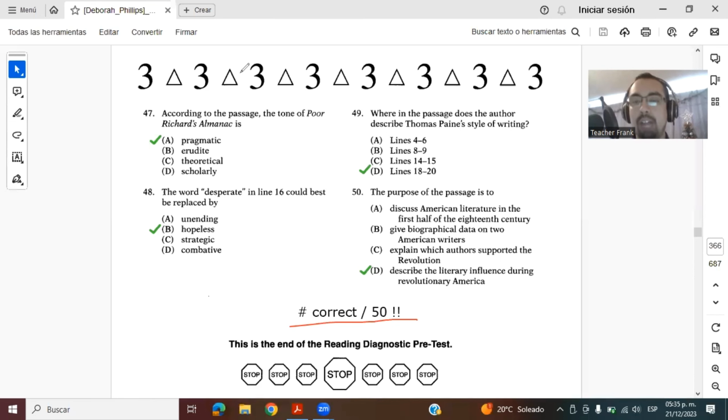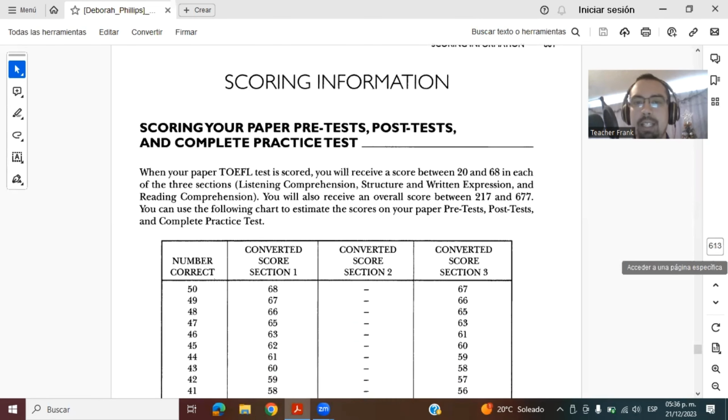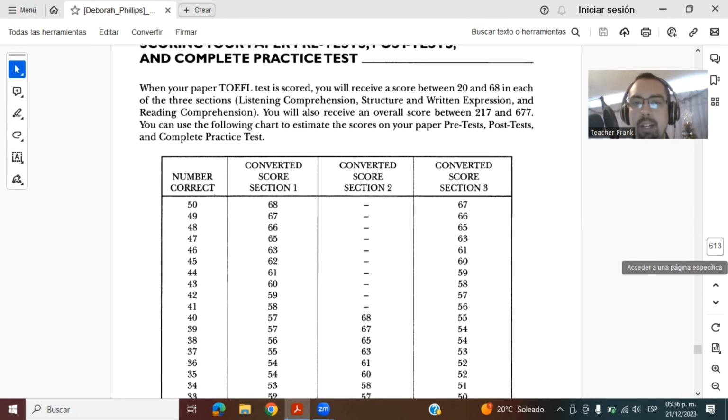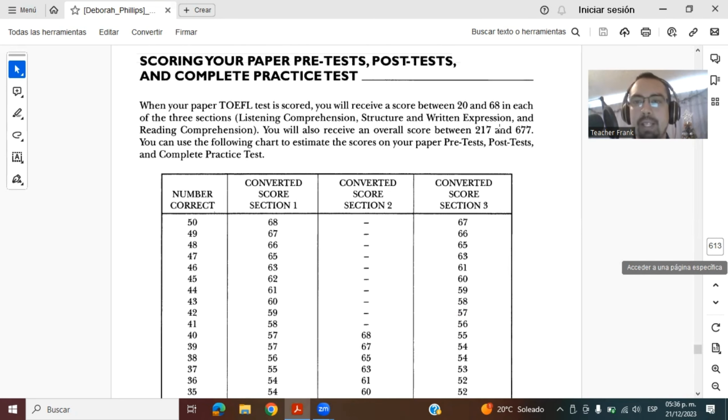And now you should have your listening, your structure, and your reading scores, okay, from 50, 40, and 50 respectively. I'm going to show you how to get your TOEFL score, okay? So we are going to go to page PDF 613, and this is for the scoring information, okay? So here, this is the score that you can have for the TOEFL test.